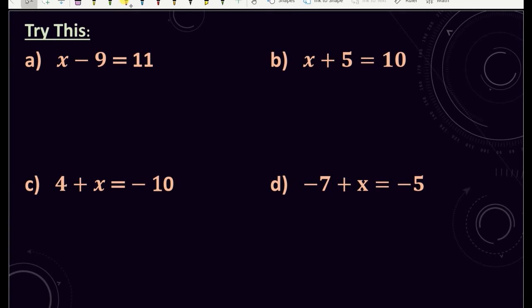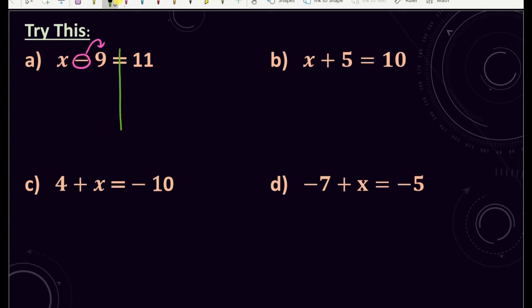Alright, I hope that you try it out. So here is our answer for all of them. Problem A, first draw the line. The operation between x and 9 is the subtraction. One more time, subtraction belongs to 9.